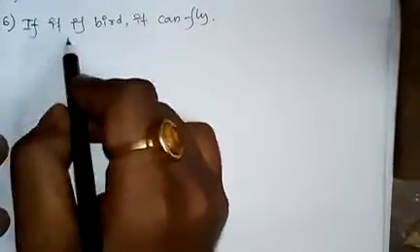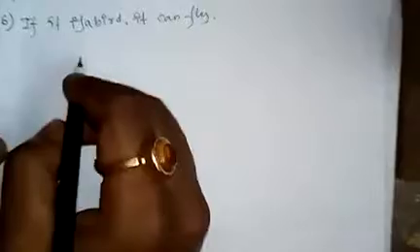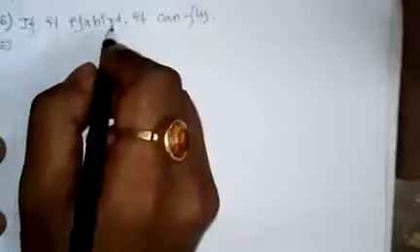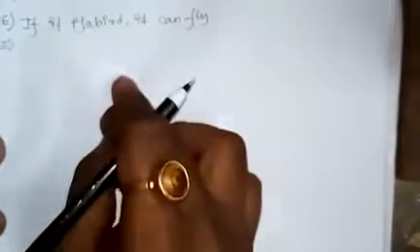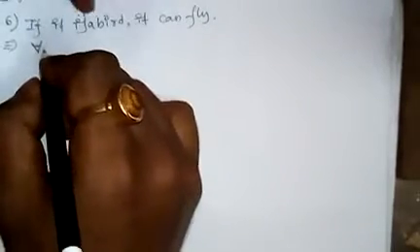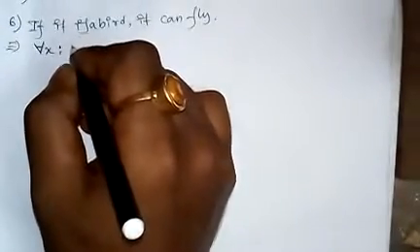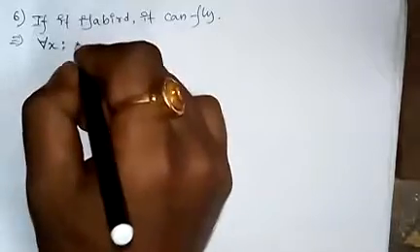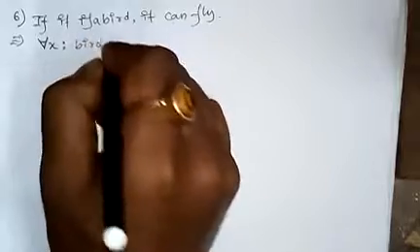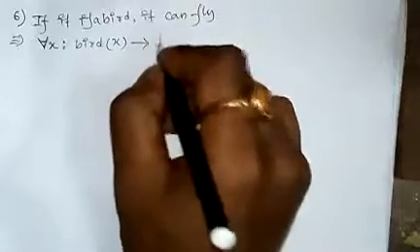This is an example. The sentence you can see: if it is a bird, it can fly. Then the predicate logic will be, the universe is birds, right? So for all x, where x must be a bird, to fly, right? If it is a bird, then it implies that it can fly.